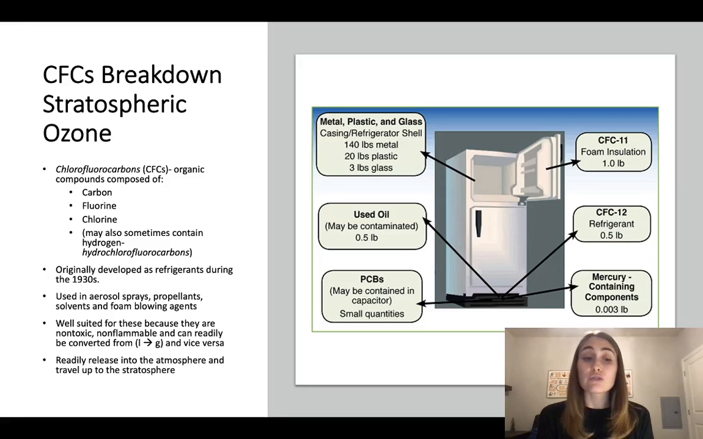These were originally introduced in the 1930s when we started adding coolants to refrigerators to keep our food cold. We also use them in aerosol sprays, propellants, solvents, foam blowing agents, and some insulation for electricity. We used them really frequently because they're non-toxic, they're non-flammable, they can easily be converted from a liquid to a gas or vice versa, and they worked really well for what we needed to use them for.